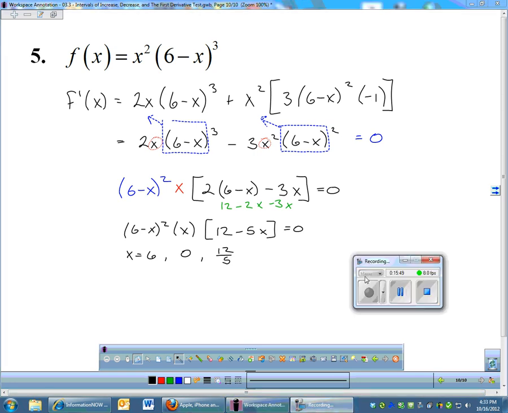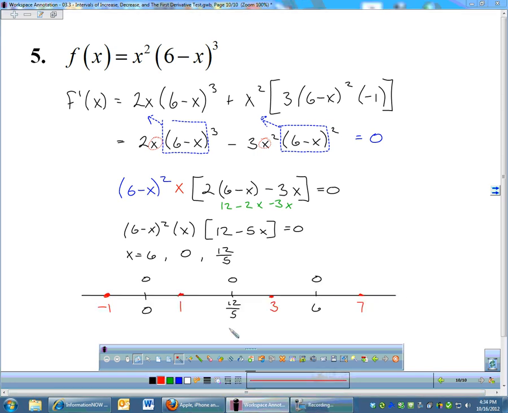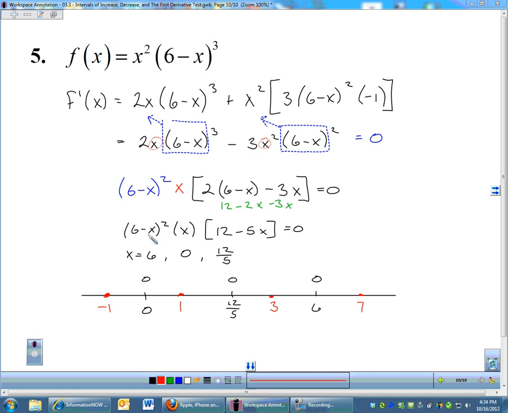So let me set up my number line. Okay, there's our number line, and then we'll start plugging in. Plug in -1. I'll plug into my factored derivative. Now my first one is something squared, so that's always going to be positive, times x, which is -1. 12 minus 5 times -1 is positive, so that's going to be a negative. At 1, (6 minus 1) squared is positive, times 1, which is positive. 12 minus 5 is positive, so that's all positive.